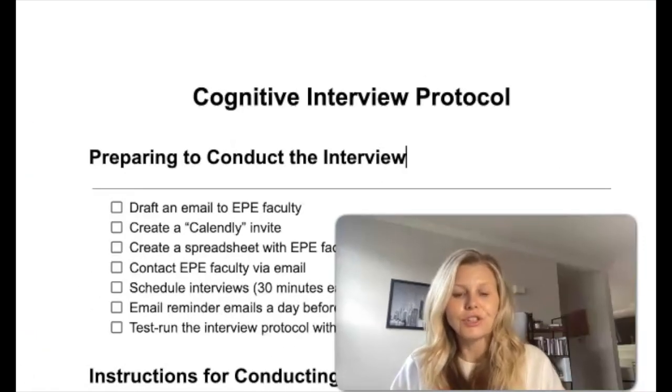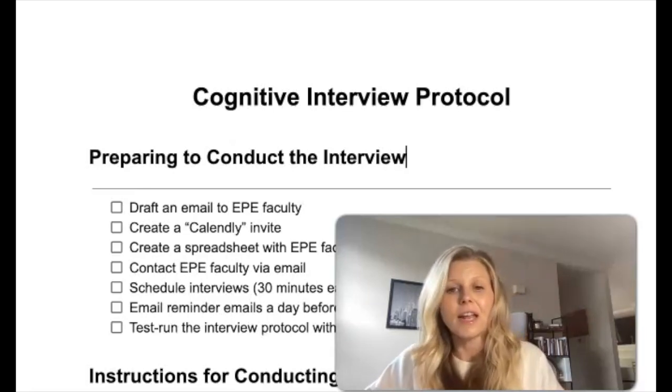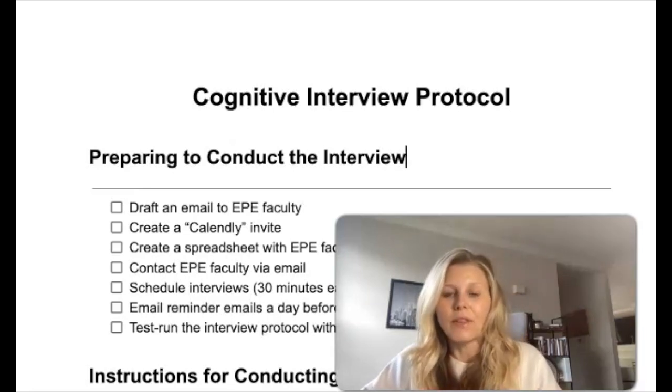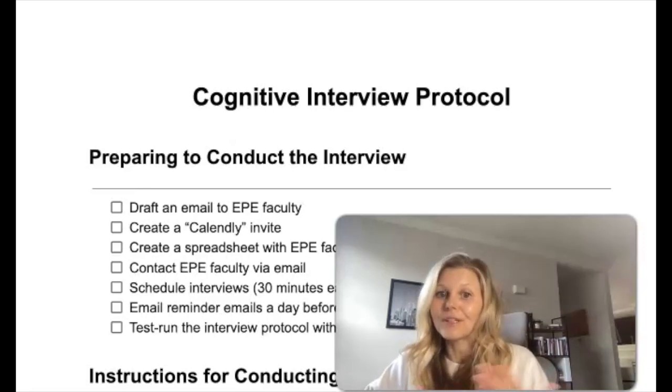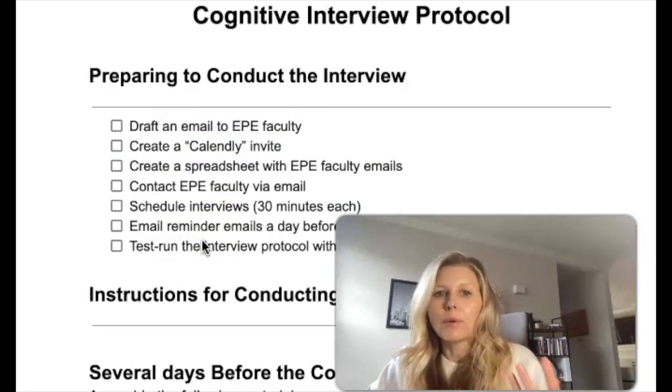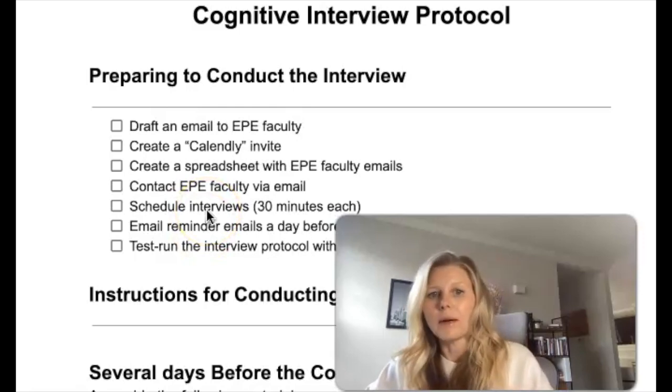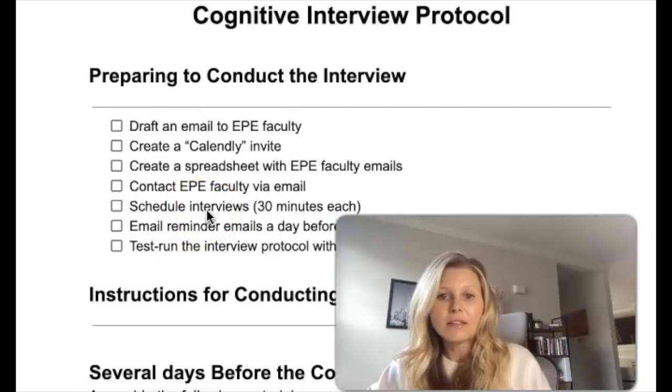Do make sure that you check the instructions and the directions in Canvas just in case they're slightly different. But here's an example of one that I made that helped me when I was doing round 1 of cognitive interviews. And interestingly, in the next few weeks, I will be doing a second round. But first, I thought about preparing for the interview. So I thought about who I need to email. I thought about making the Calendly invites. You can do these in person or on Zoom.